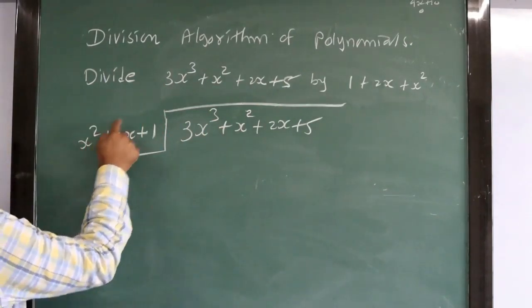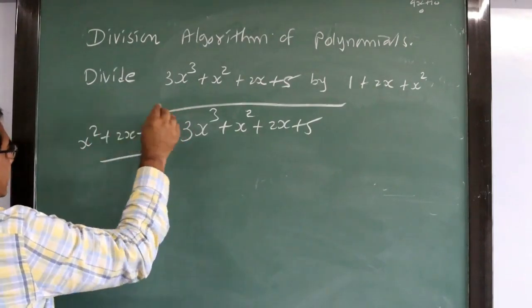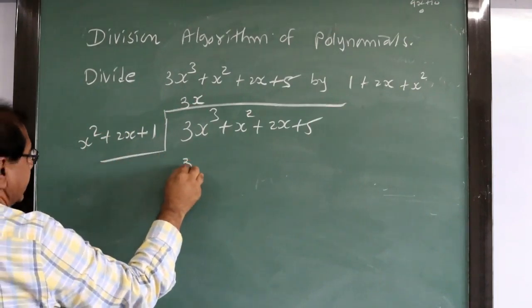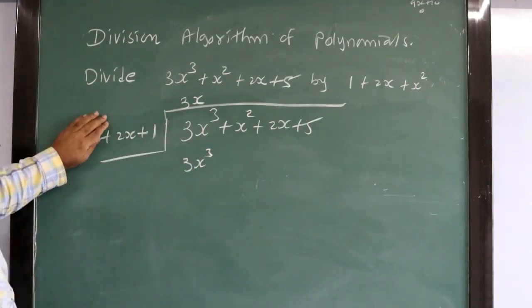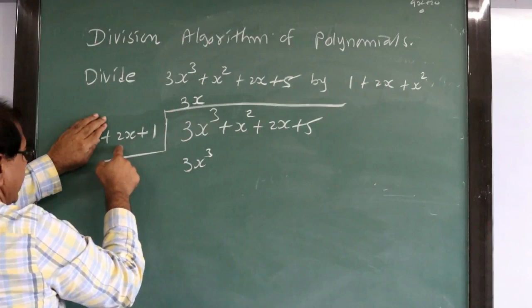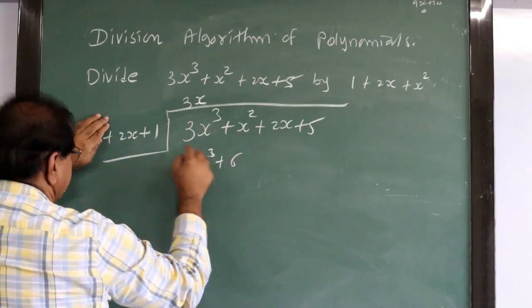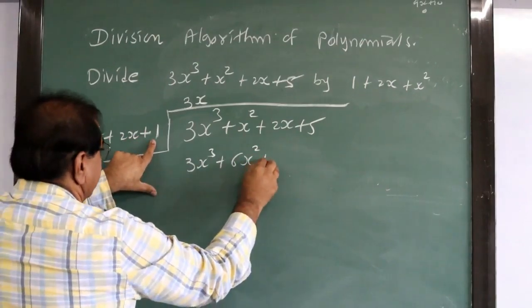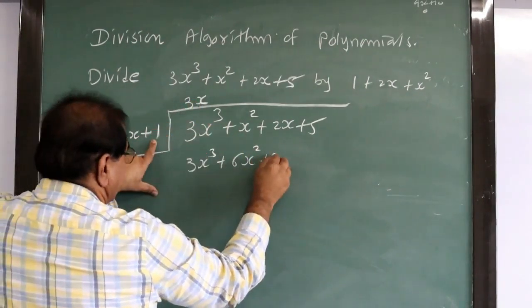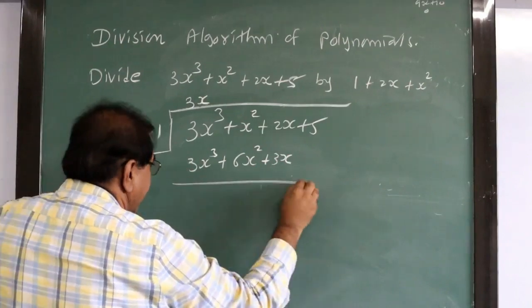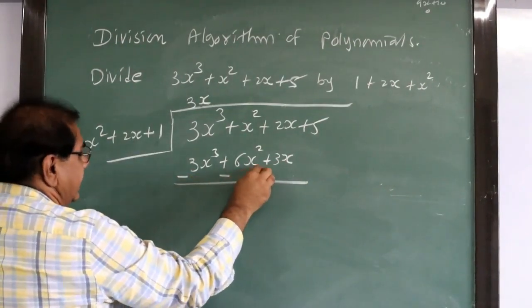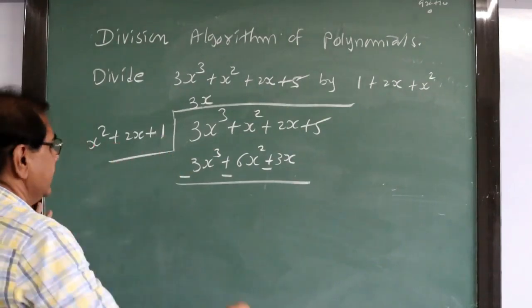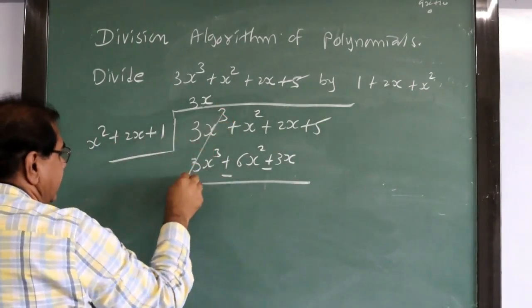Check. x square into what makes 3x cube? You can say it is 3x. So 3x into x square is 3x cube. First term is completed. Now 3x into 2x: 3 2s are 6, x into x, x square. Now the last term, 3x into 1, 3x. Now when we do subtraction, we know we alter the sign. If it is plus, it becomes minus. If it is minus, it becomes plus. So plus 3x cube minus 3x cube cancelled.